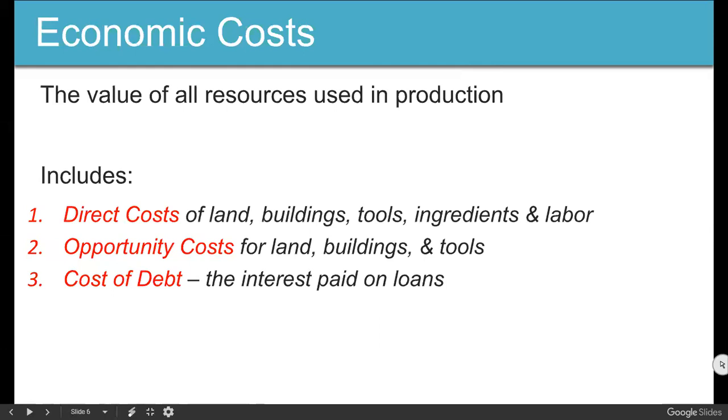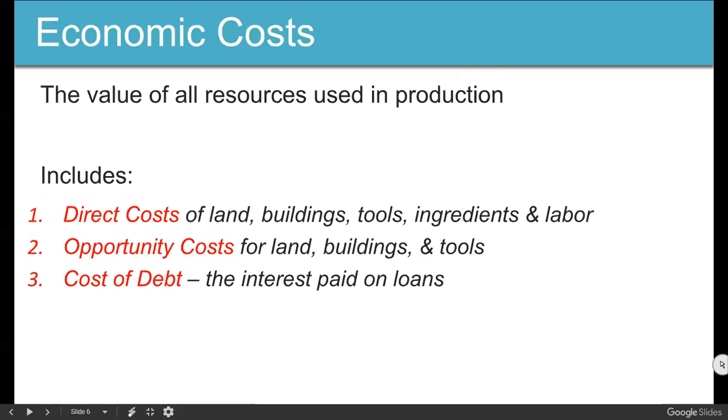What are you not doing in order to do this? You're giving up the joy of having a big screen TV when you're deciding to buy a chainsaw instead. You're giving up the joy of going to Virginia Tech when you decide to go to UK instead. And you need to factor that in because that's part of your sacrifice, part of what's going on there.